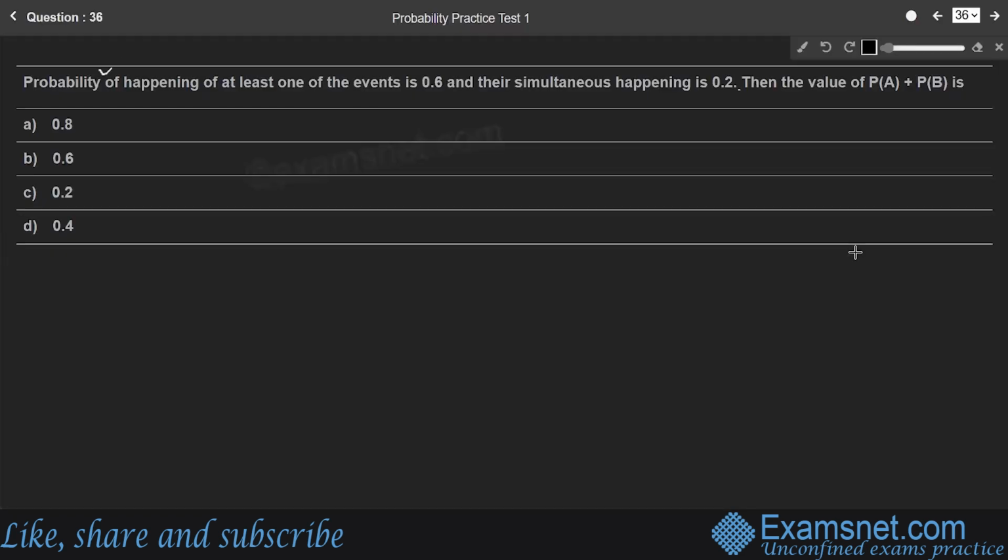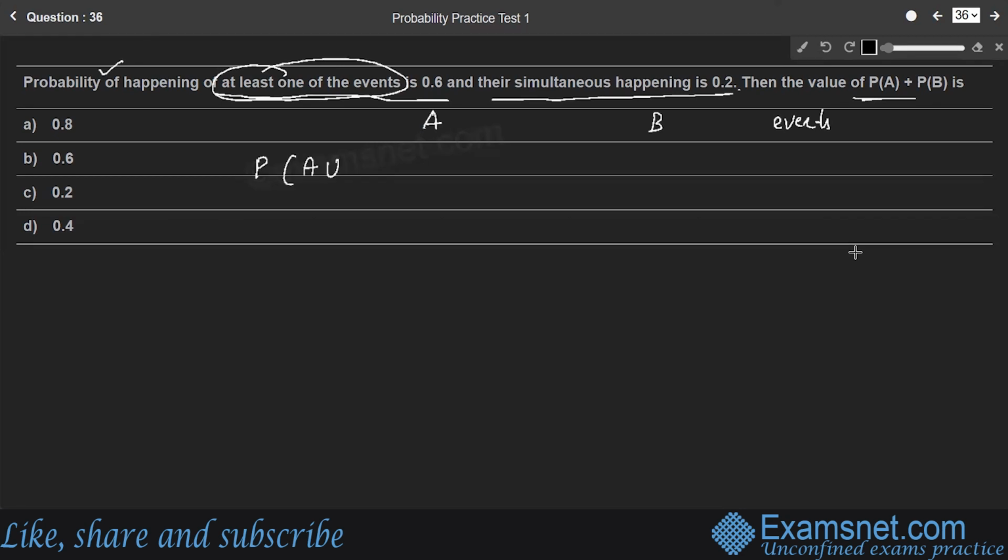Question 36. The probability of happening of at least one of the events is 0.6 and their simultaneous happening is 0.2. Then the value of probability of happening A plus probability of happening B is. So here are two events A and B, right? The probability of at least one of the events happening is nothing but the probability of A union B, right? At least one of the events is happening. So that means P of A union B is 0.6.